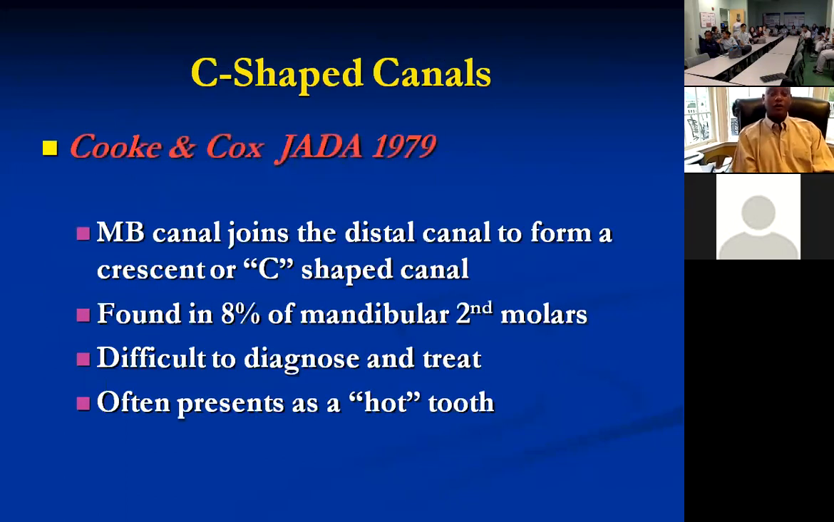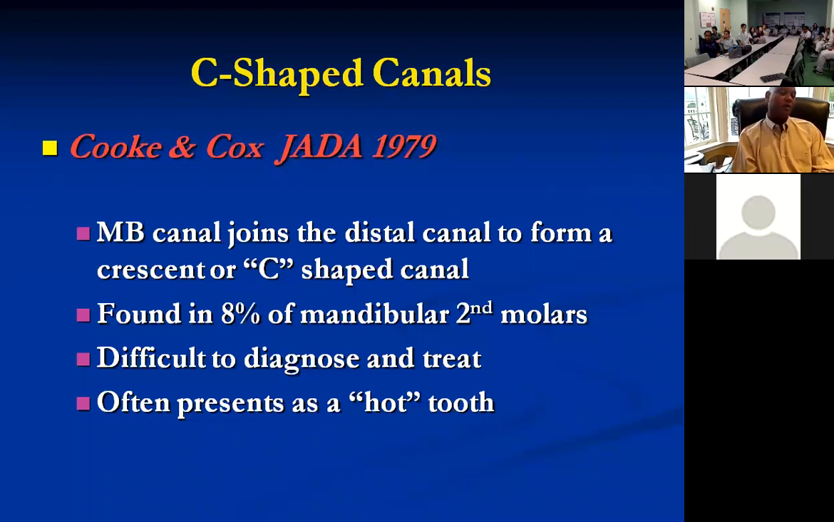All right, so what we just discussed is our basic anatomy in lower molars, but I wanted to spend some time just talking about C-shaped canals. This was really studied by Cook and Cox, and that's what they're known for. A C-shaped canal is common in lower second molars, and you find them in about 8% of the population. This is what happens when you have anatomical development where the mesial buccal canal joins with a distal canal, and it forms the shape of a letter C, or we call it a crescent.